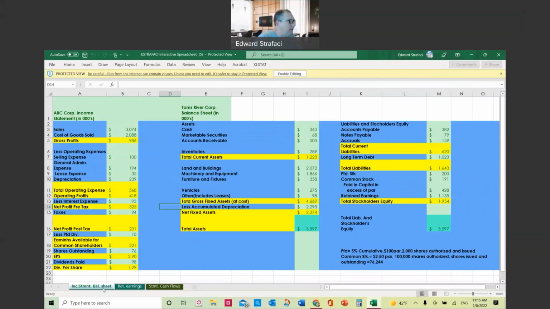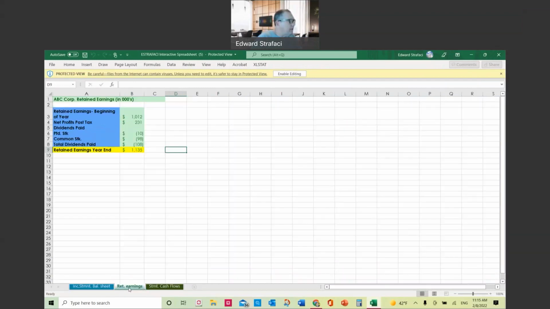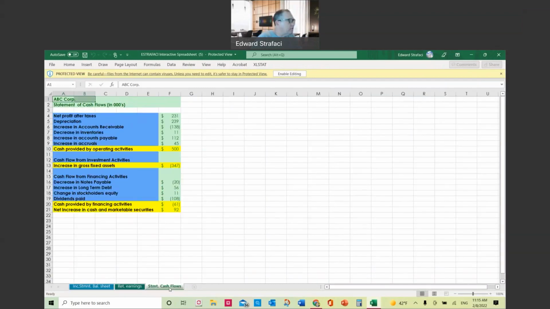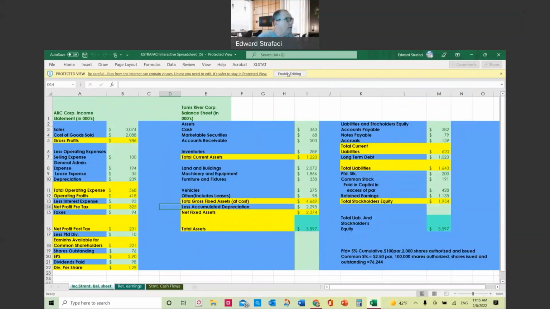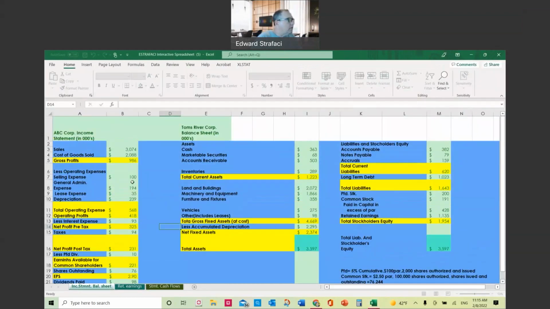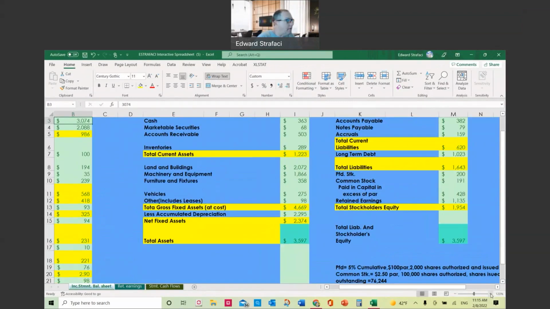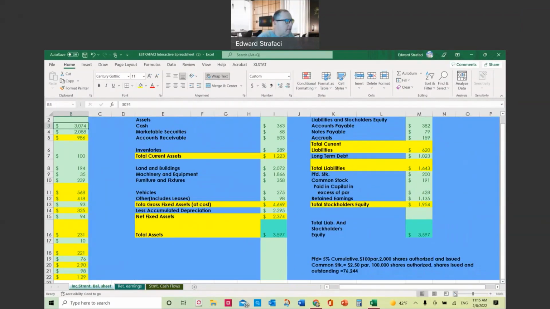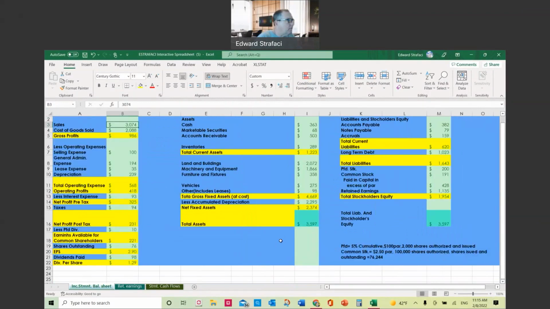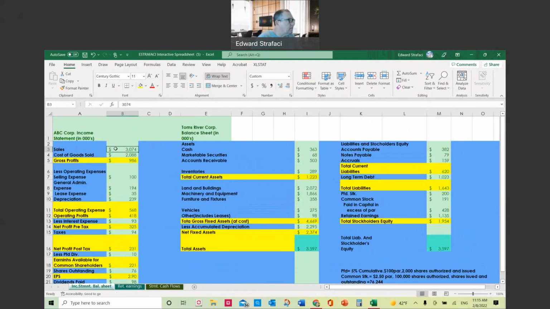You got an income statement down here. You got your retained earnings here, and you got your statement of cash flows here. So when you go here, you're going to see that you have sales. And this is basically a model, is what it is. I put this together for the benefit of my students, but you have sales, cost of goods sold.